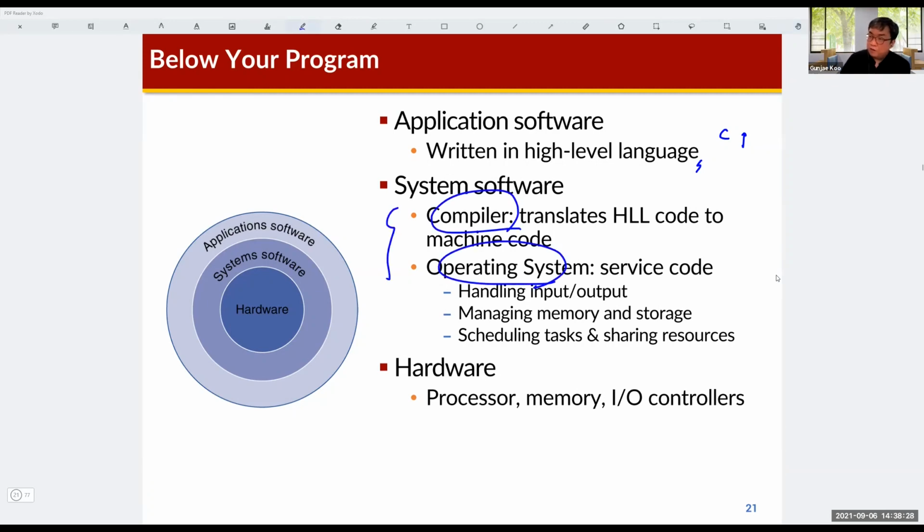And as computer engineering students, you will also focus on the compiler and operating systems. I believe the operating systems are also a mandatory course in computer engineering, okay? And then under the system software, there is hardware, like a CPU, memory, and I/O devices, okay?